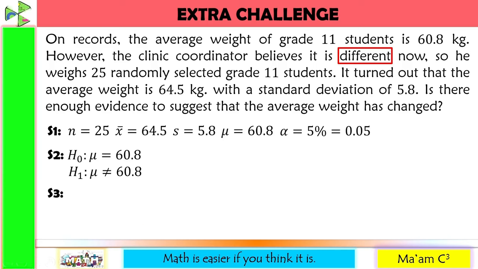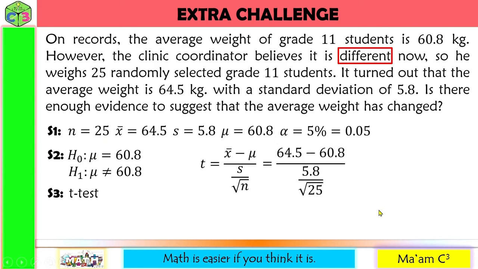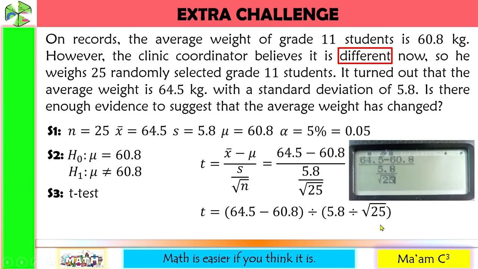Let us analyze. We have here sample standard deviation and our sample is less than 30. So we're going to use t-test. Recall the formula and substitute our values here, and encode this in our calculator. This will give us a value of 3.190, rounded off to the nearest thousandths.